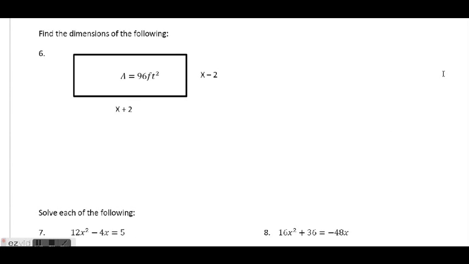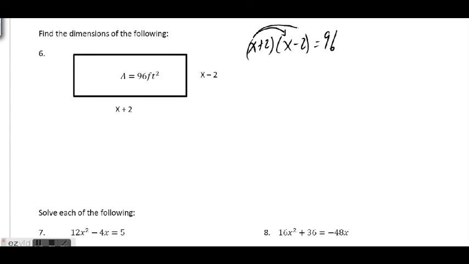Find the dimensions. So I have to figure out what x is. Well, length times width will give me the area of this rectangle. So x plus 2 times x minus 2 equals 96.